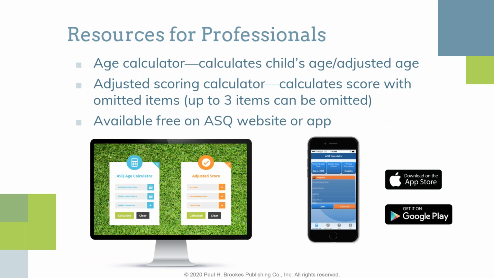And Liz mentioned earlier the ASQ age calculator and adjusted score calculators that are very helpful with ASQ administration. So there's a website version available at agesandstages.com, and then there's a free app available for Apple devices and on Google Play. So you can calculate the correct questionnaire interval, and it also helps you with adjusted scoring if any items are missed. So just as a reminder on ASQ SE2, no more than 3 items can be omitted, and there are details on adjusting the scoring on that provider guide as well as in the user's guide.